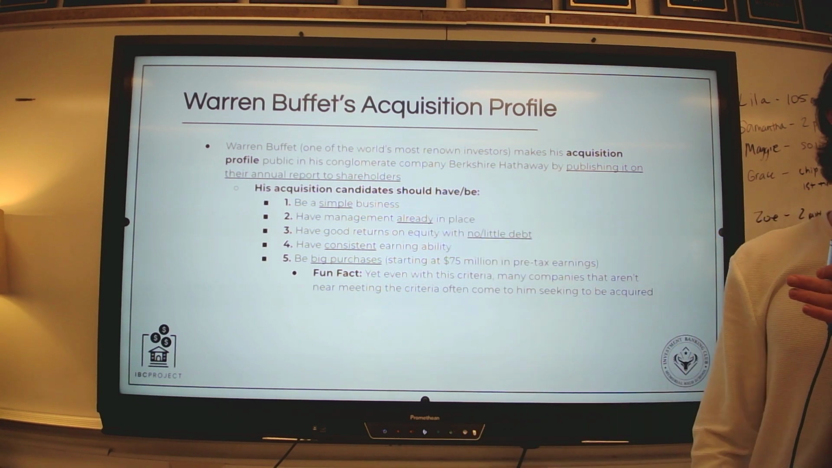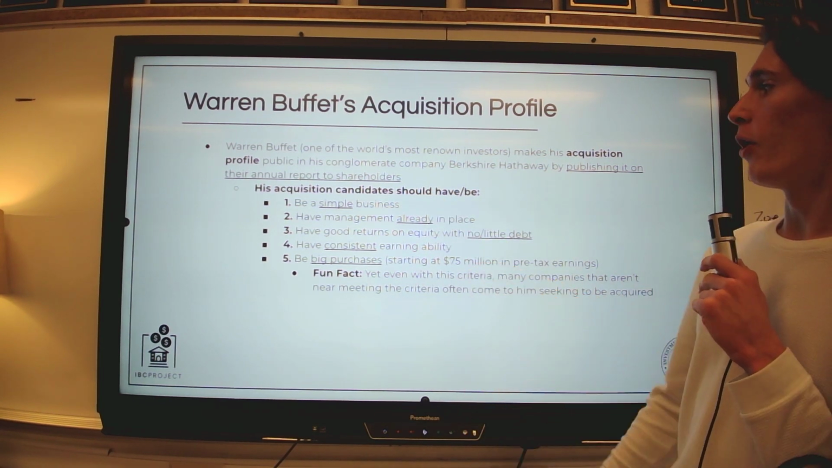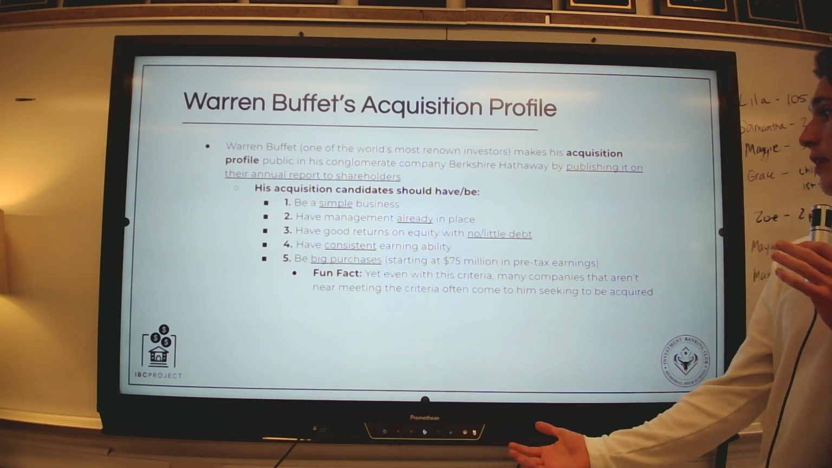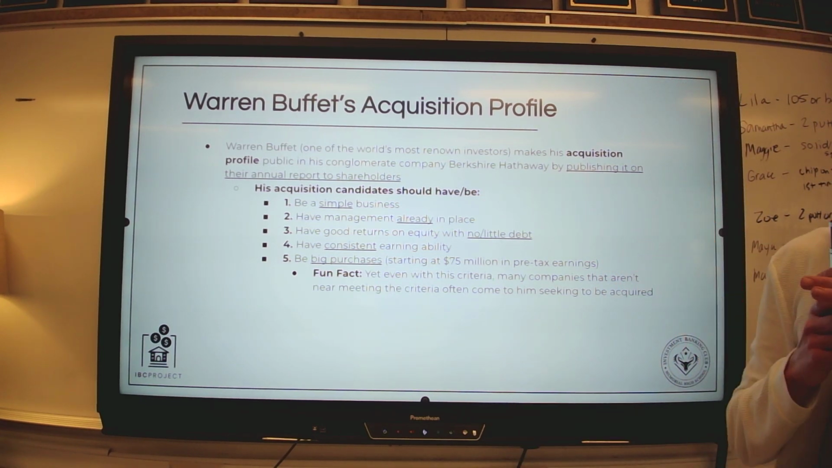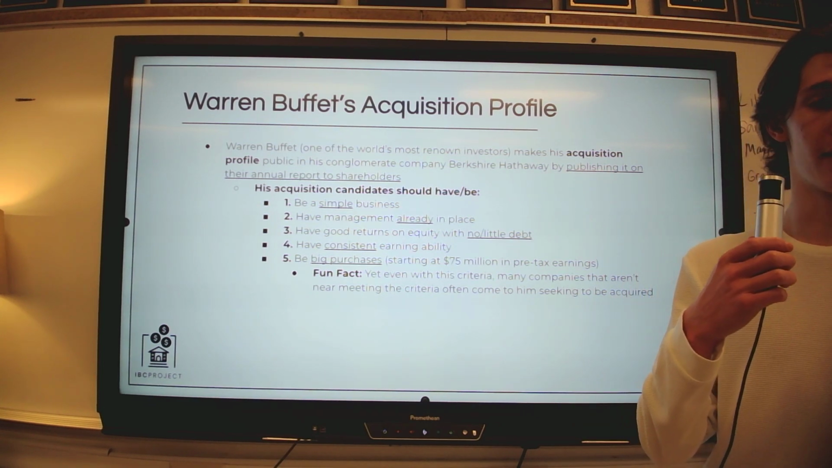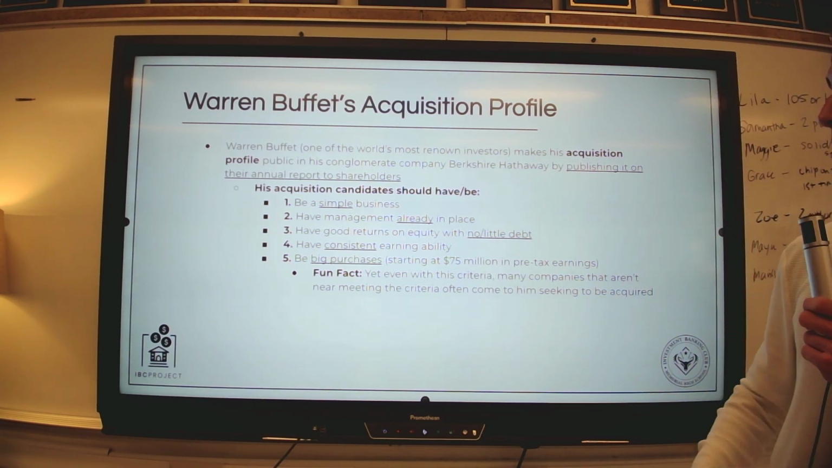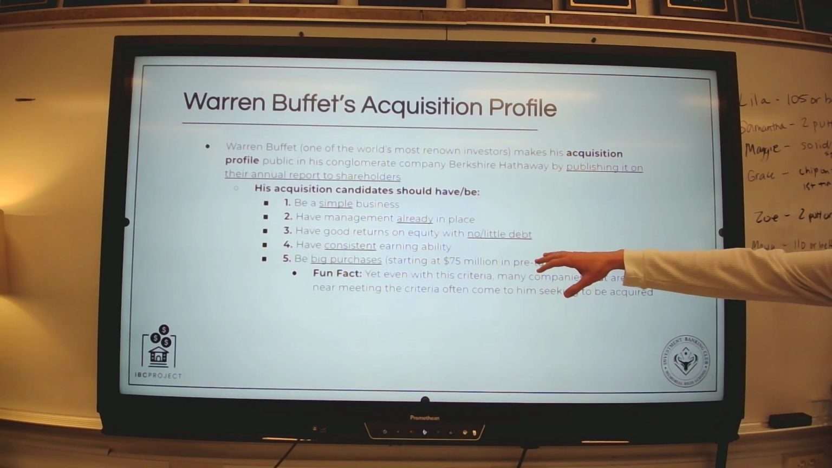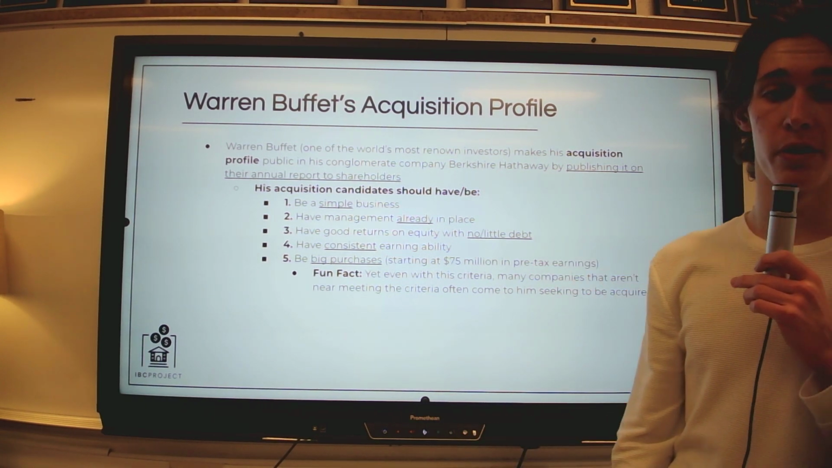So first of all, it needs to be a simple business. Second of all, it needs management already in place. Third, good returns on equity with no to little debt, as they were talking about earlier. Less debt means there's more debt that you can incur later when you're managing the company. Have consistent earning ability and be big purchases, which for him is starting at 75 million in pre-tax earnings.